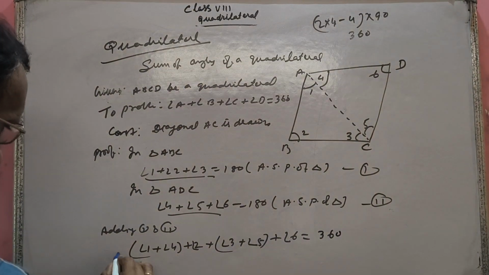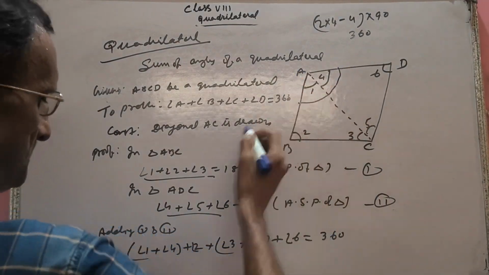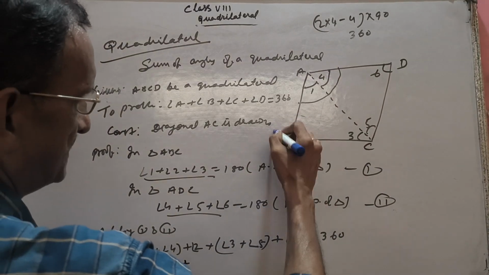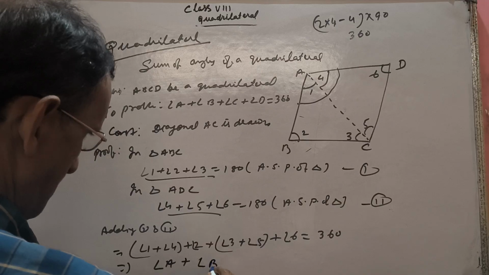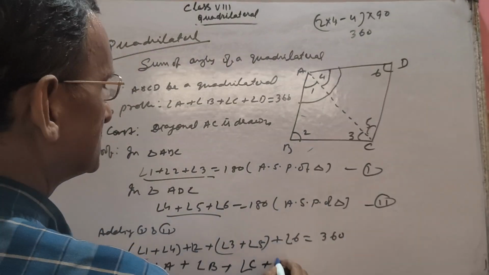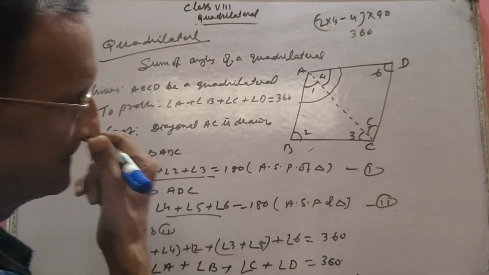Now what is angle 1 plus angle 4? Here, angle 1 plus angle 4 is this angle, which is named as angle A. Angle 2 is independent, so angle B. Angle 3 plus 5, how much will we get? Angle C. And what is angle 6? Angle D. So this is 360 degrees.